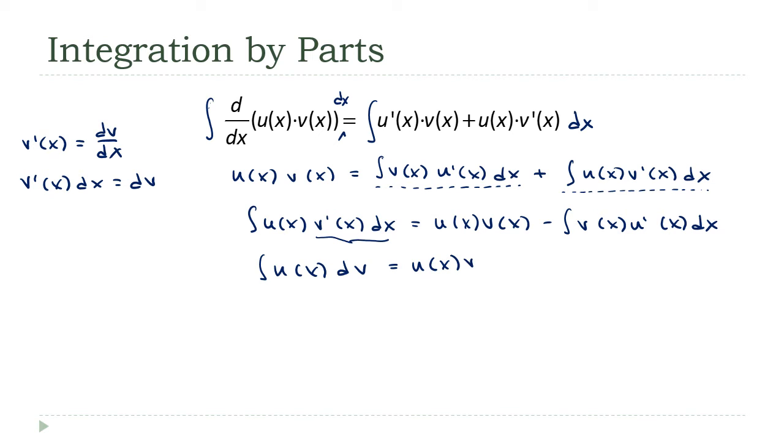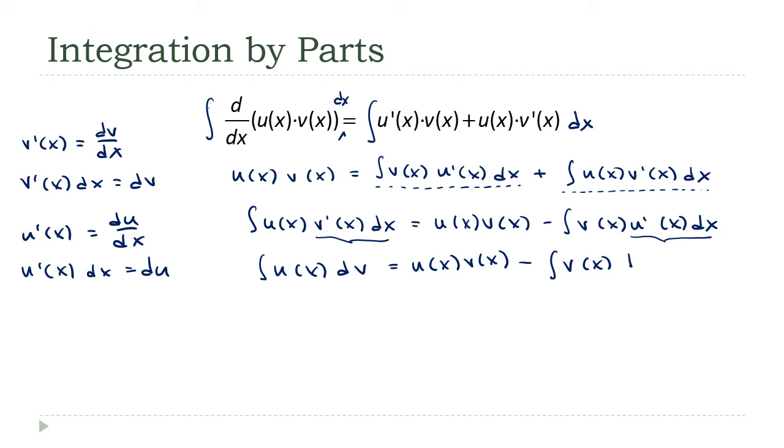equals u of x v of x minus, and now I'm going to do the same thing with this part. u prime of x is du dx, which means u prime of x dx is equal to du. So I'll make that substitution as well. This is the integral of v of x du. And that's my formula. That really is my formula right there.